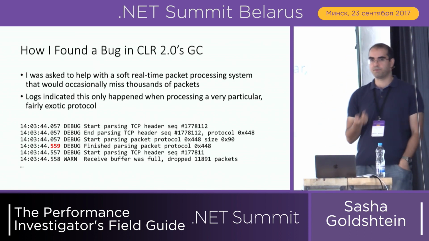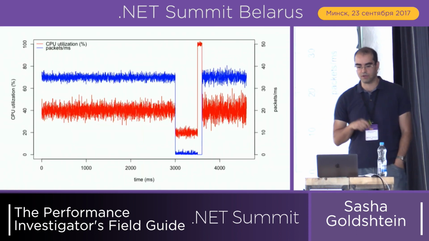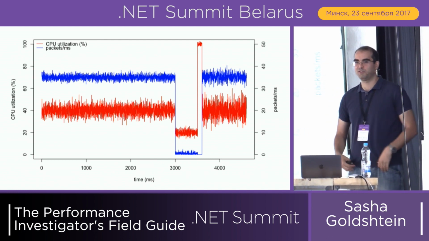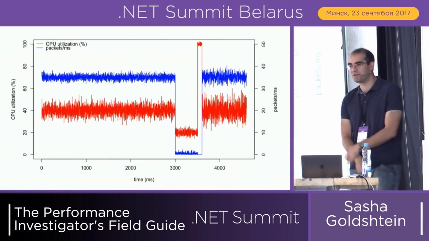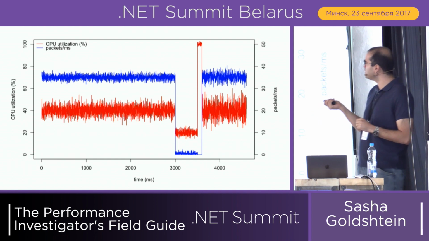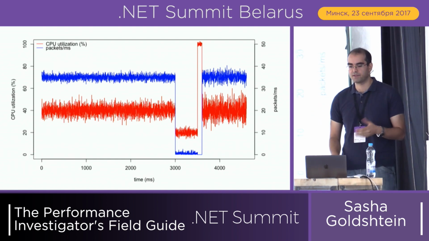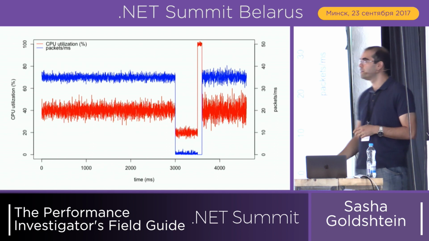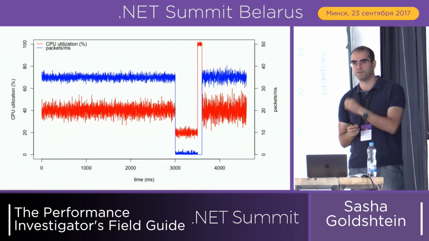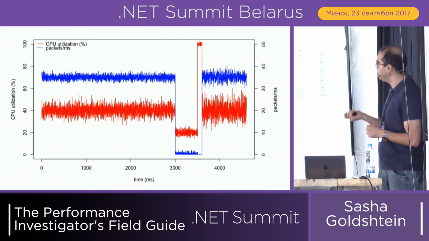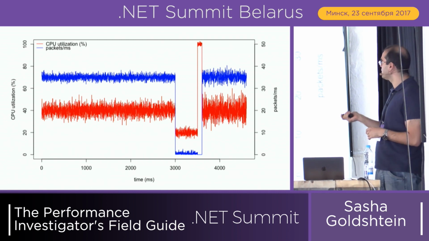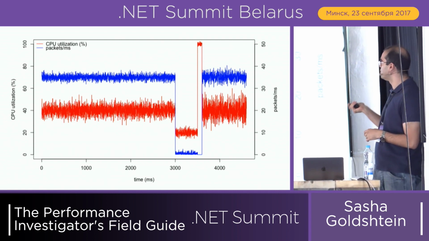Looking at some specific performance numbers, we were able to come to this chart. It was a lot harder in 2009 than it is today, but still. And this shows two metrics. The blue line is the number of packets processed per millisecond. So it's like several tens of thousands of packets per second, really. And the red line is CPU utilization. So, you know, everything looks perfectly fine and normal.